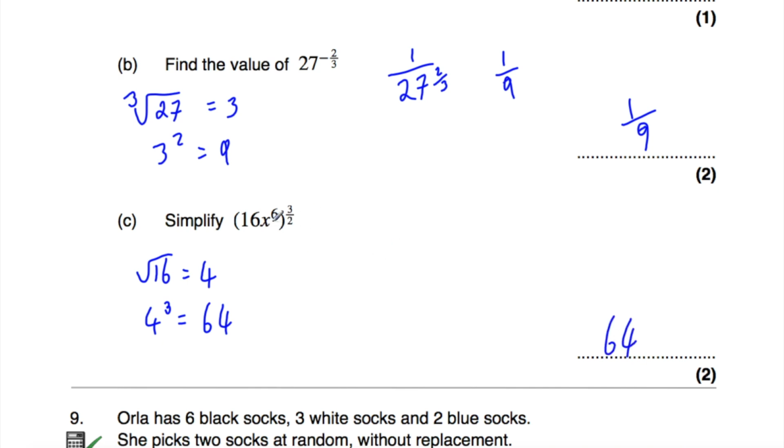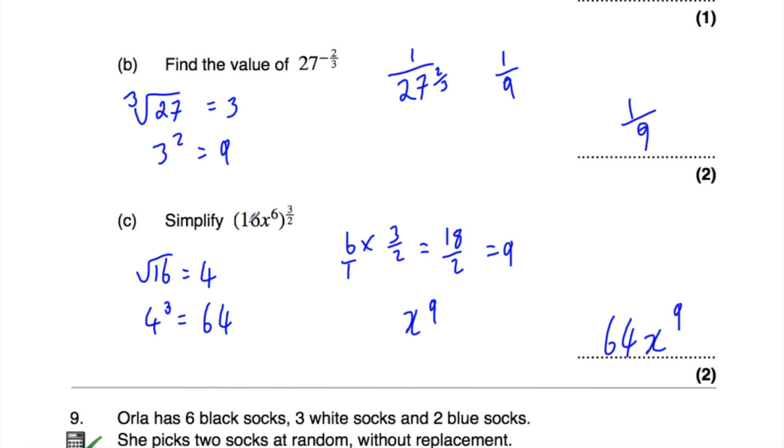And then in terms of the x, we've got a power of a power, so we just need to multiply the powers together. So 6 multiplied by 3 over 2. What's 6 over 1 multiplied by 3 over 2? 6 times 3 is 18, and 1 times 2 is equal to 2. So that's 18 over 2, which is equal to 9. So that means our answer is 64x to the power of 9, and that's it. And if you got that, well done.